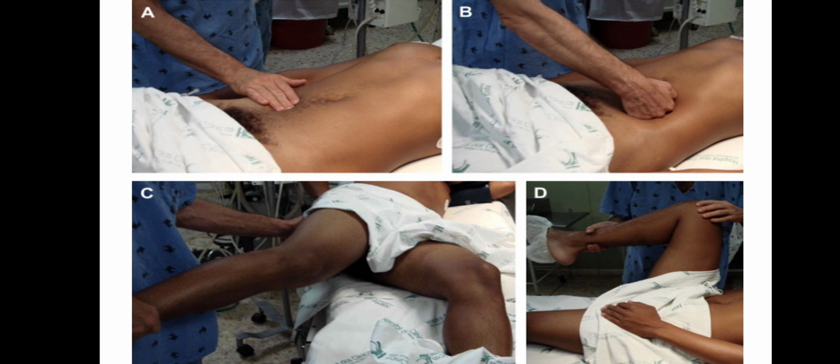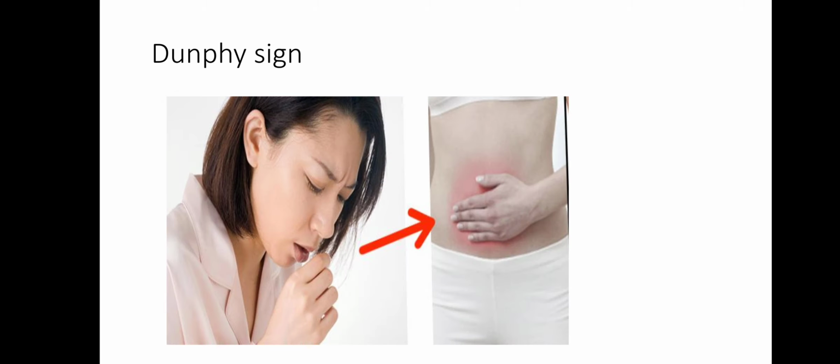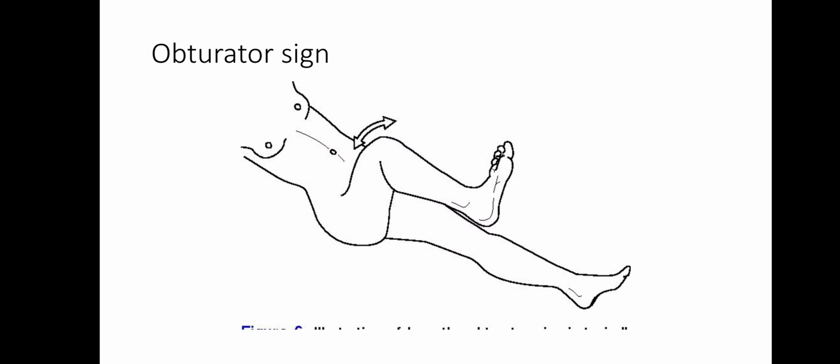Certain physical signs with their respective eponyms can be helpful in discerning the location of the appendix. Rovsing's sign: pain in the right lower quadrant after release of gentle pressure on the left lower quadrant, normal position. Dunphy's sign, which is pain at the right lower quadrant during coughing, suggests retrocecal appendix.